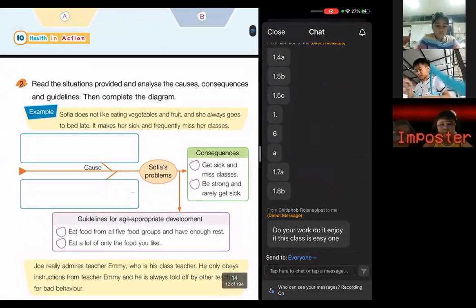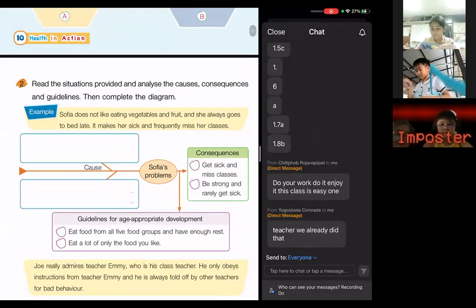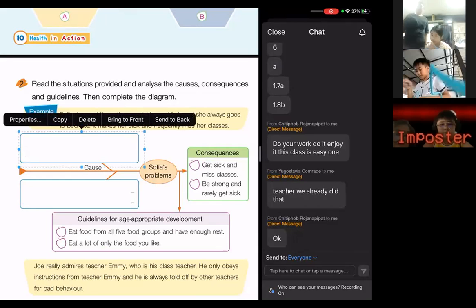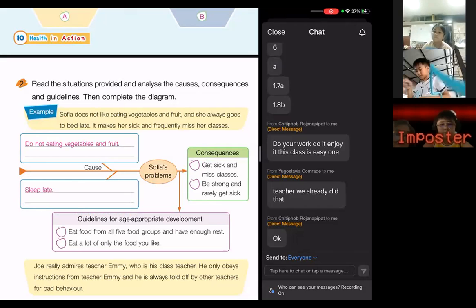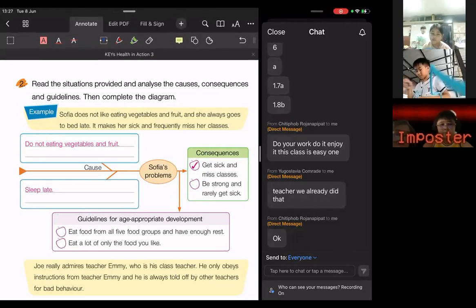Okay, next one. Number 2, question 2. Read the situation and analyze the causes, what happens, and the guidelines. Then complete the diagram. So I'm going to read the example. Sophia does not like eating vegetables and fruit. She always goes to bed late. It makes her sick, and she often misses her classes. Okay. So I don't know if you have this one in the answer. I'm not sure. Okay, you've already done that one. So get rid of these for you. So this is what you should have, yes?